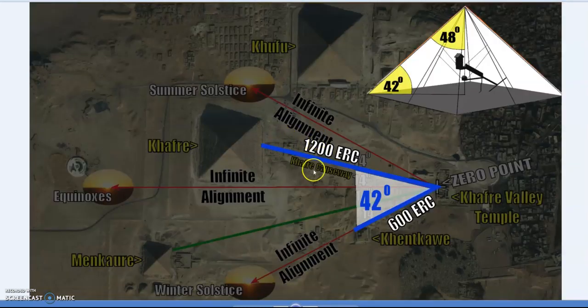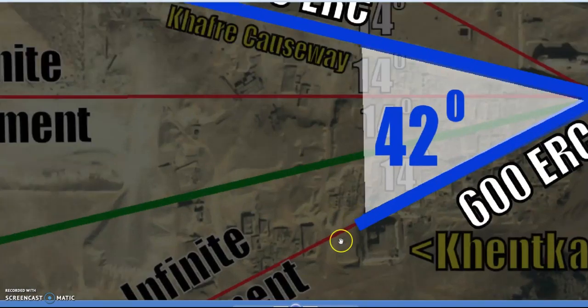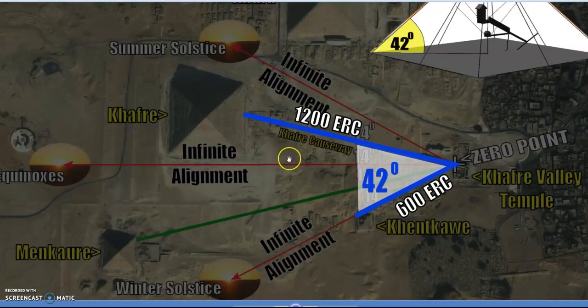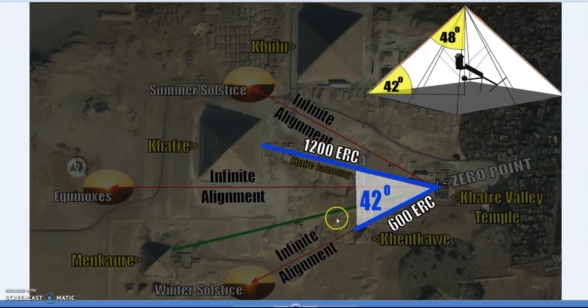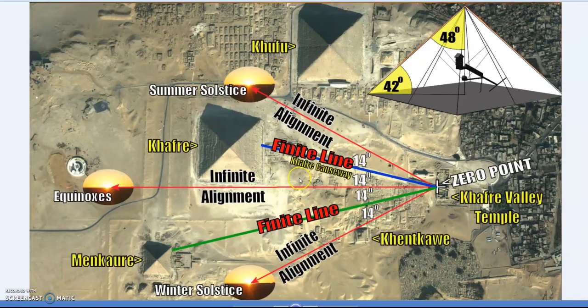Now, of course, that was a 42-degree angle, 600 Egyptian real cubits to the corner of Menkaure, 1200 Egyptian real cubits. The 1200 line from the 0 point is a finite line. It hits the pyramid. These others are infinite lines. I'll go more into that, but let's consider. Okay, and that was a 42-degree angle. Now we do the same. So from the summer solstice, 42 degrees.